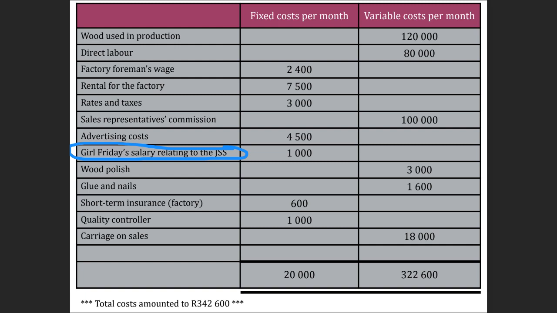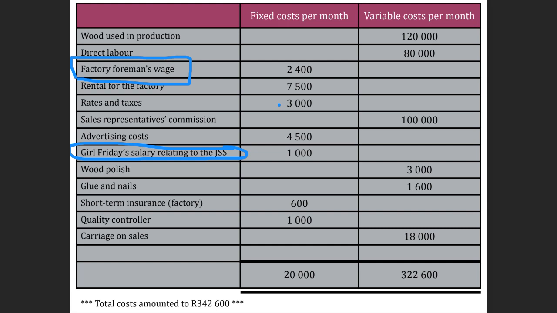But you will ask yourself the question of will her salary change depending on the number of units produced? This is just the same as with your factory foreman's wages, where the salary this person is getting paid does not depend on how many units are being produced. She would still be paid the additional 1,000 Rand if they produced 5 units, or if they produced 100,000 units. She should still only get an increase of 1,000 Rand. So the figure itself is not going to change depending on the number of units being produced. It is a fixed cost.